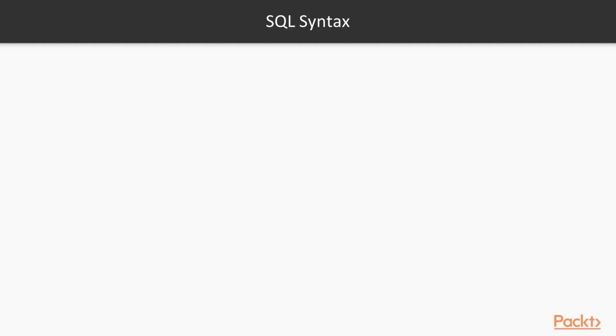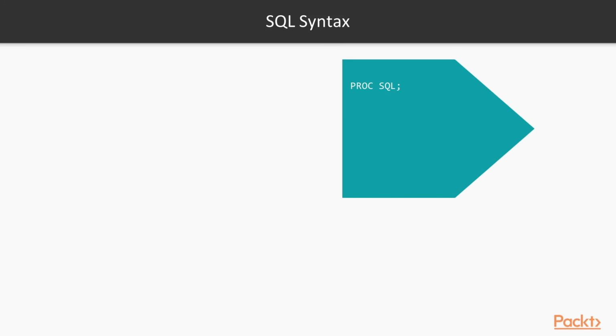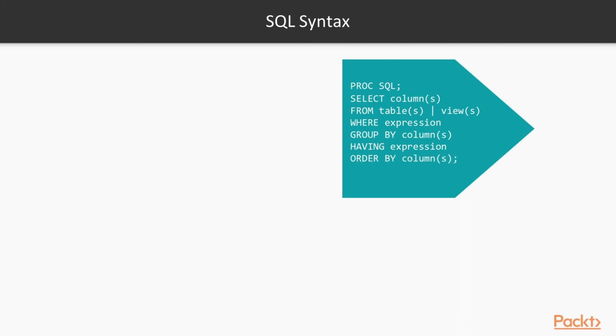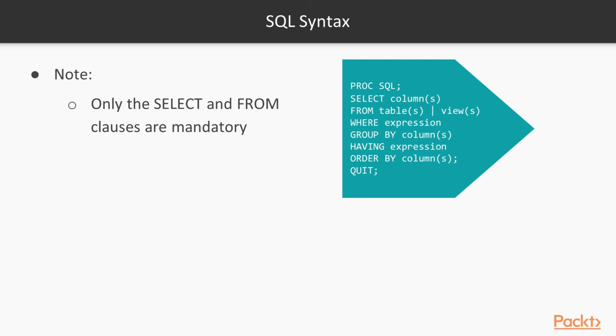Let's have a look at the syntax of proc SQL. First, we have proc SQL statement, then select columns from specifying the tables or views names, where specifying the expression or condition, then group by, then having, order by and quit. In this particular syntax, only the select and from clauses are mandatory. Rest everything like where, group by, having, order by, they are optional clauses and they are used depending upon the output which is required.